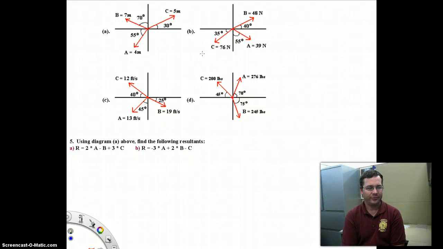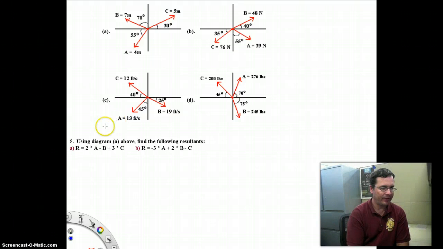Well, here we are, folks, the end of the week 2 homework. Problem 5 uses the diagram that you used in problem 4. You'll notice that problem 5 is basically asking you to modify the magnitudes of vectors. So it's saying the resultant is 2 times vector A minus vector B plus 3 times vector C.